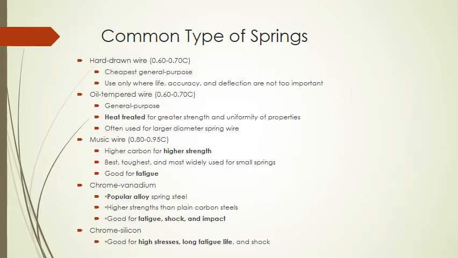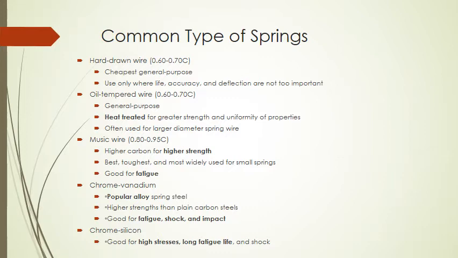Third type is the music wires. Music wire is a special type of wire that is made for springs. It is exclusively made for spring manufacturing, and it has very good properties, for example, that they are tough and can absorb high energy.